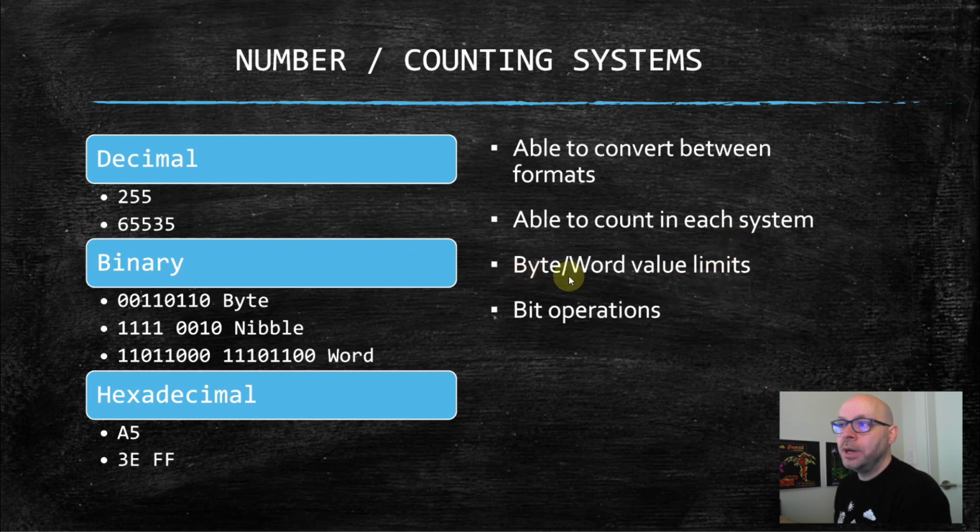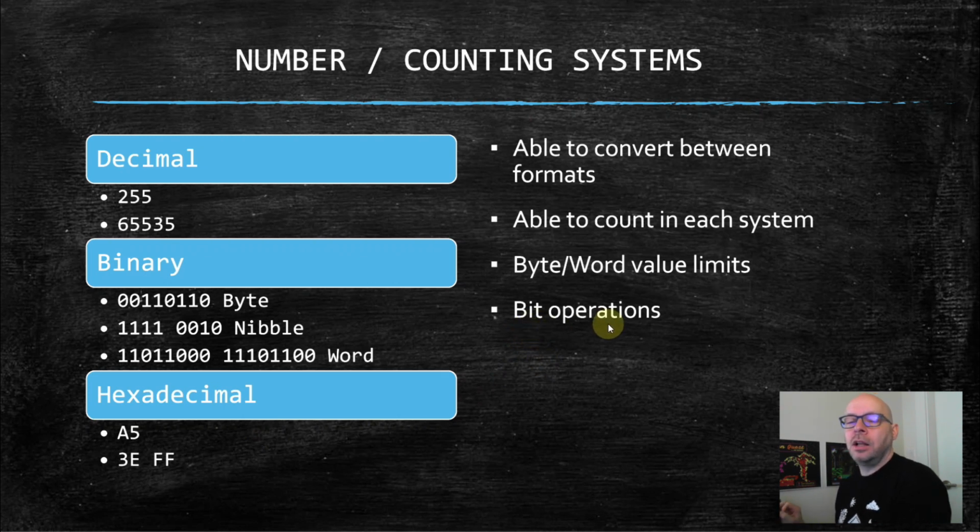Our third point here says byte/word value limits. So as we mentioned briefly at the top here, in decimal, these two values represent the limits that a single byte and 2 bytes can hold in decimal. So it's important to understand exactly what values can be held in each of these three counting systems for a particular size of number, whether it's a single byte or a double byte, whether it's a word or a nibble. So we need to understand exactly the limits of what values can be stored in each of these three counting systems as well.